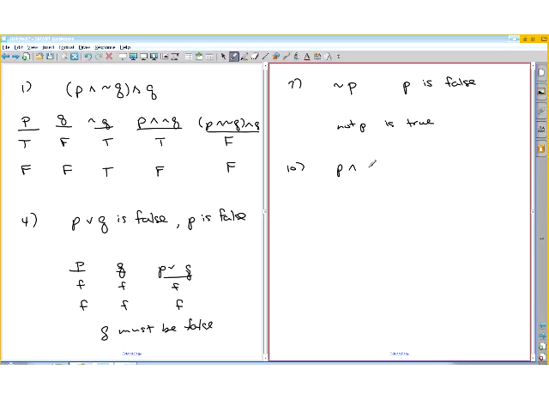Okay, number 10, P and Q. So again, P is false, and we could probably stop there. If either one of these is false, then it's going to be false. And Q is true. So again, both of these would have to be true for the compound statement to be true. So this is going to be false.